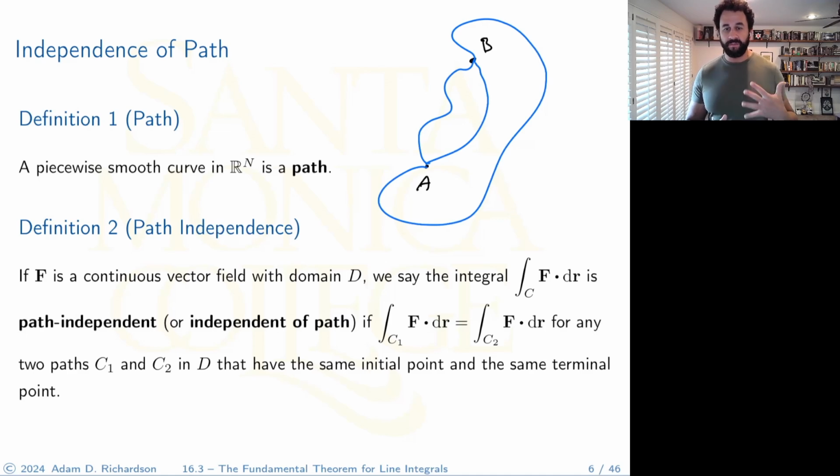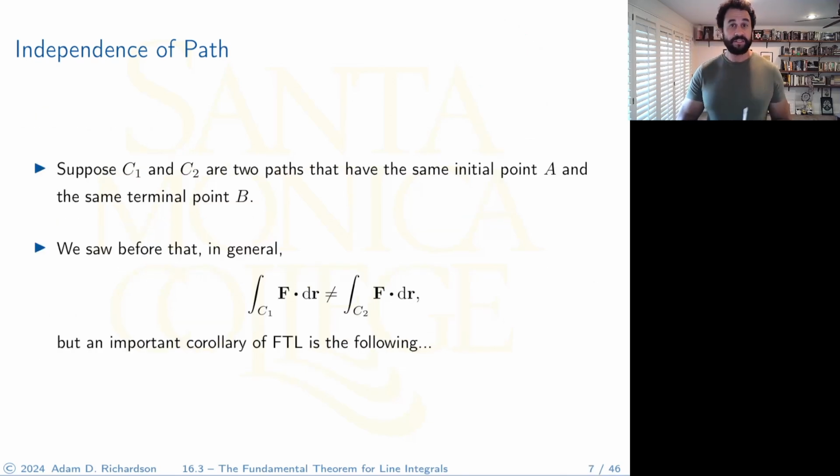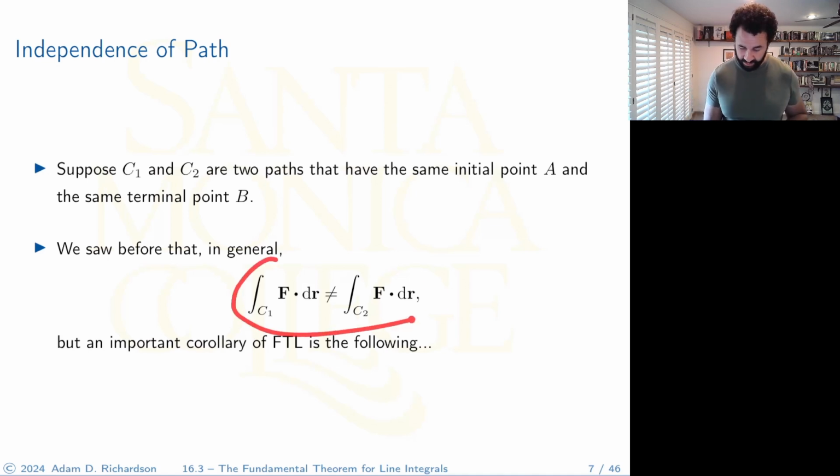So the meaning of path independence is that it doesn't matter which one of those paths you integrate over, the integral is going to give you the same result. All right, that's path independence. So now suppose C1 and C2 are two paths that have the same initial point A and terminal point B. And we saw that in general, this will not be the case.